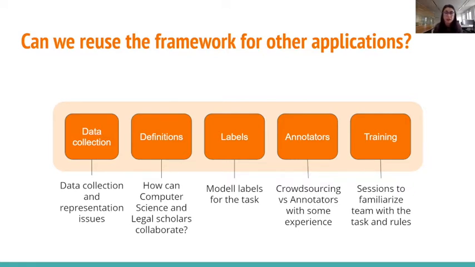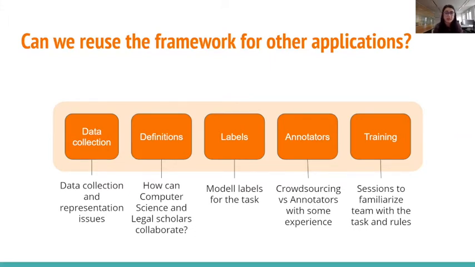Then we should really pay attention to the labels, even if it seems like such an insignificant step in the annotation process, to not just jump in and use binary labels because we think that might be the best option. We should try to model the labels for the specific task that we are trying to solve.